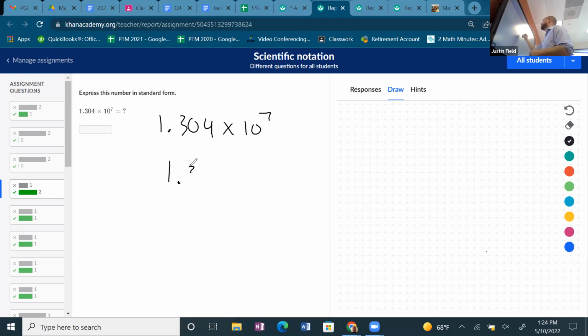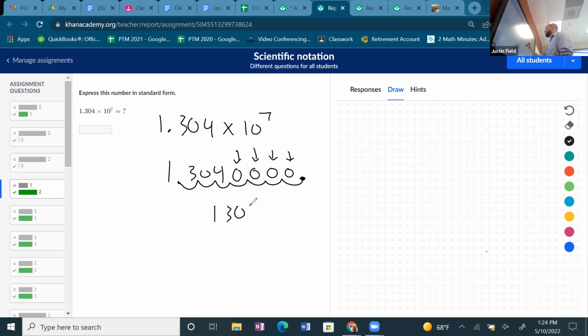So let's write our number. Then we're going to start moving that decimal point: 1, 2, 3, 4, 5, 6, 7. Put the new decimal point, and in all of these empty spaces, we're going to put a 0. And then that's our number. We got 4 zeros, and so now I'm going to write it like that. And then every 3, I'm going to put a comma.